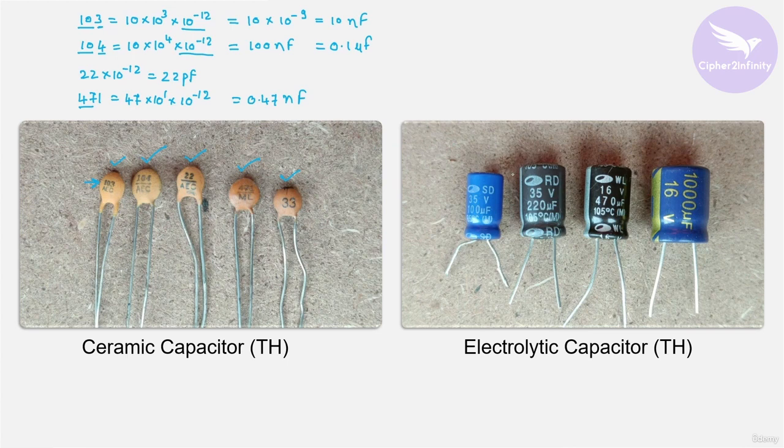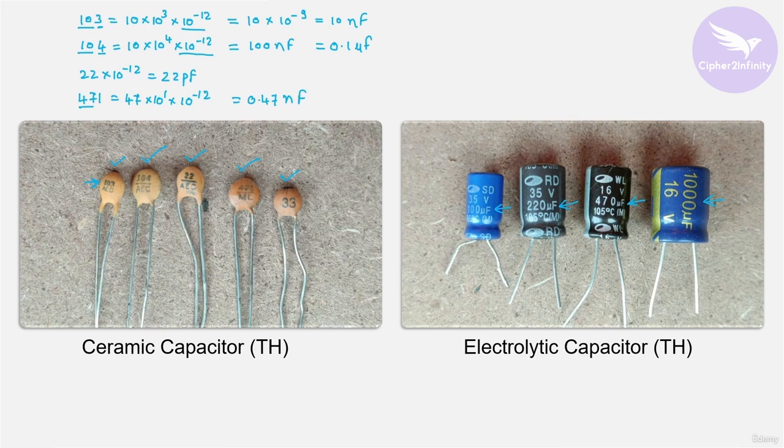After that, whenever you deal with an electrolytic capacitor, most of the time or almost every time, the value of that capacitor will be written on top of the sticker, or on top of the covering. You can see here, this capacitor has a value of 100 microfarad. Then this one has a value of 220 microfarad, this one is 470 microfarad, and this one is 1000 microfarad.